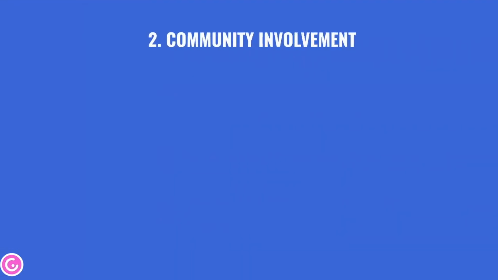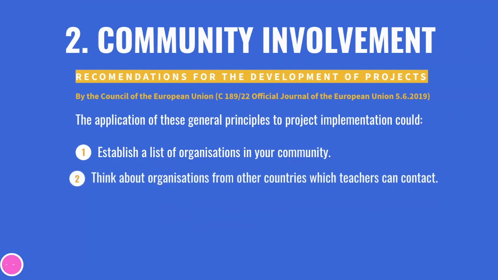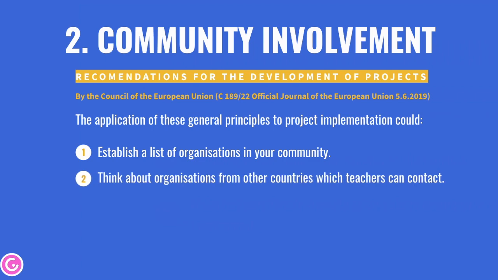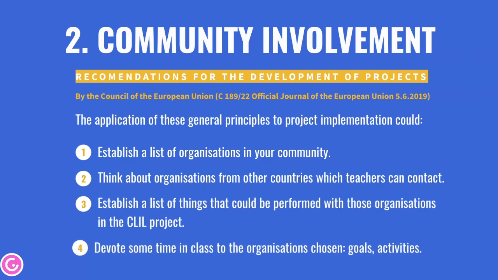The application of these general principles could help you to establish a list of organizations in your community. Think about organizations from other countries which teachers can contact. Establish a list of things that could be performed with those organizations in the CLIL project. Establish the connections with those organizations. Devote some time in class to the organizations chosen, their goals and their activities. Finally, determine whether people from those organizations can be invited to your school.